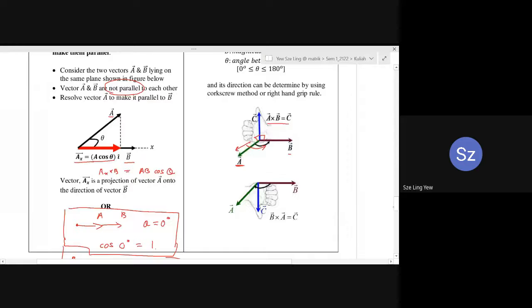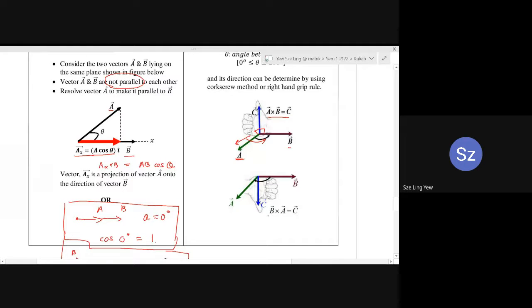Now, if you have a case where it says B cross A, it mentions B first, so you start by pointing your 4 fingers towards B. Okay, you point them towards B, and then you close your hand, you curl your fingers towards the direction of A. Then the thumb represents the direction of the vector product, the result. Alright, open your 4 fingers, point towards B.